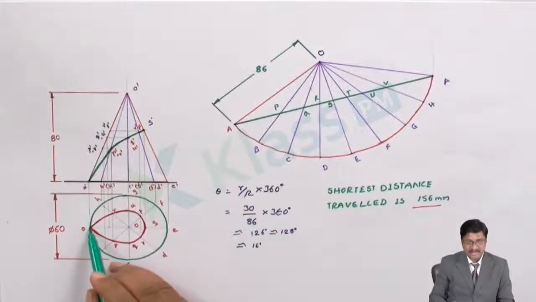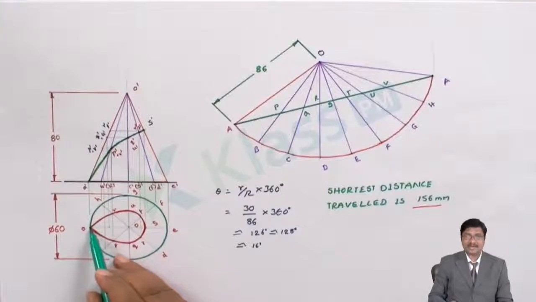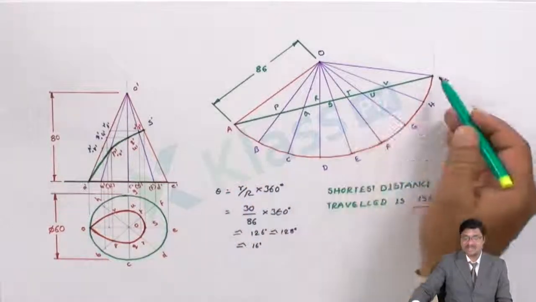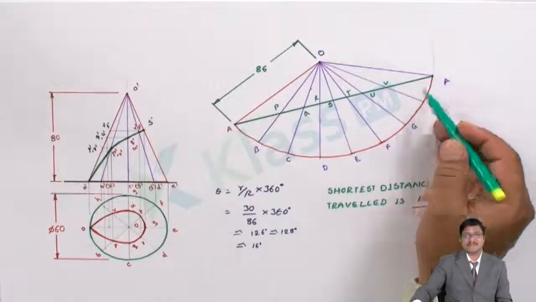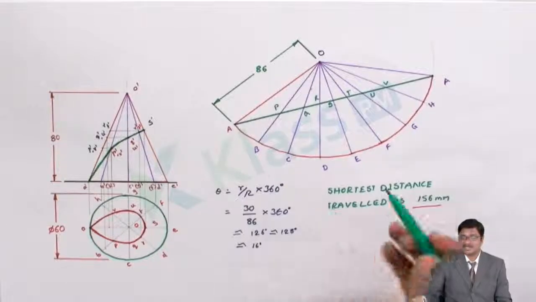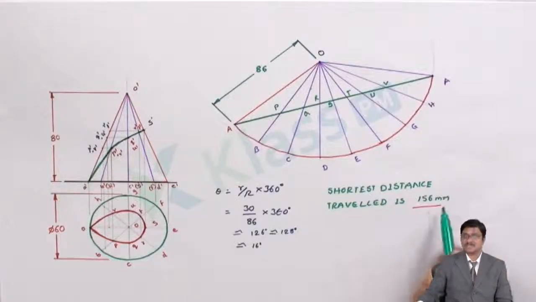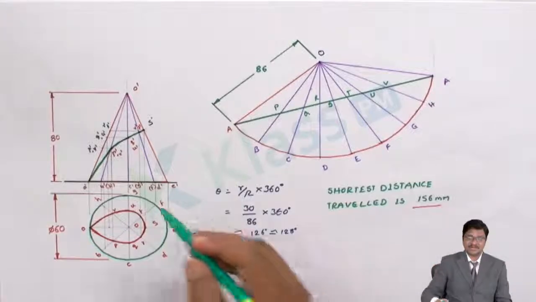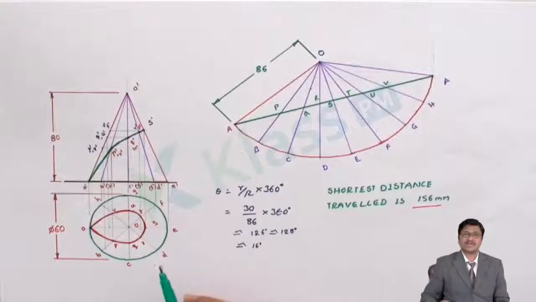The ant starts its journey at A, moves over the surface, and again reaches A. To find the shortest distance, you have to develop the surface and draw a straight line from A to A, since the straight line itself is the shortest distance from point to point. Measuring the distance gives 156 mm. So for the problem asked, the journey made by the ant in the shortest path is 156 mm. The path of the journey is shown in the front view and in the top view. So this is the solution for the problem that has been asked.